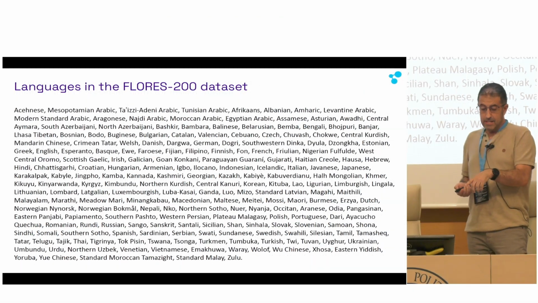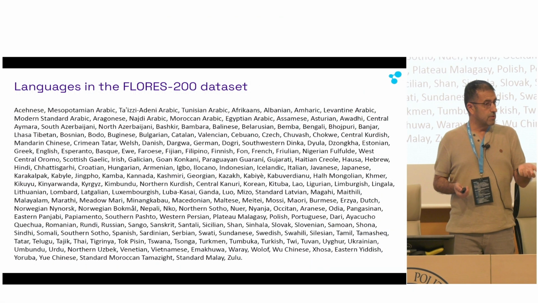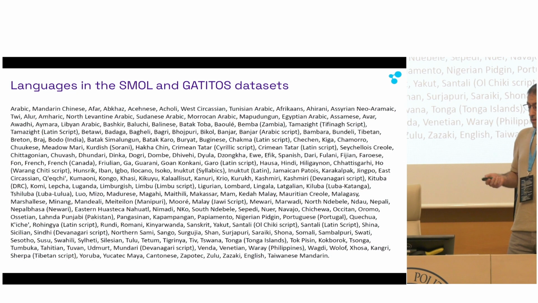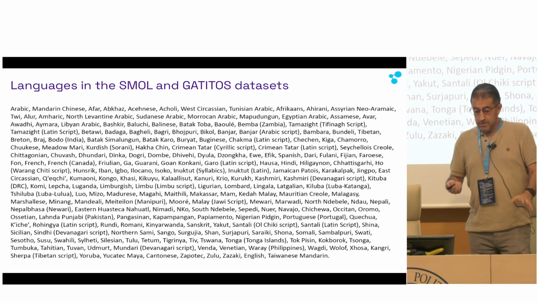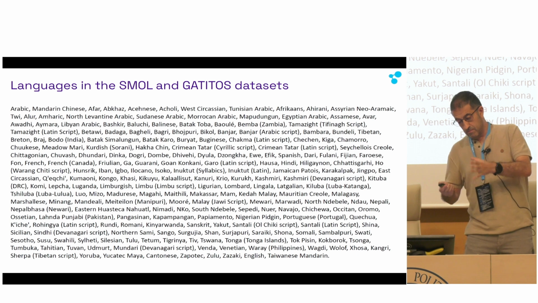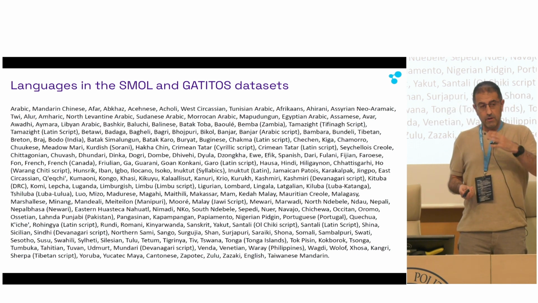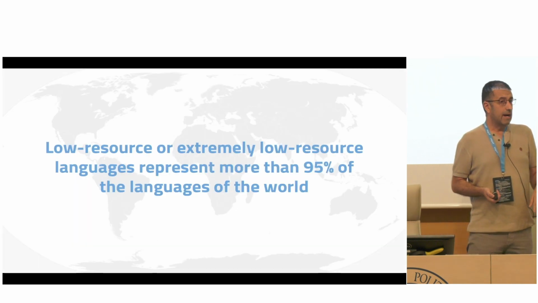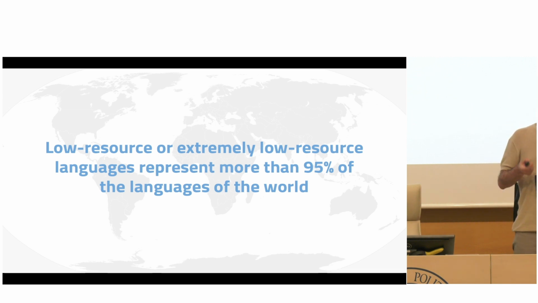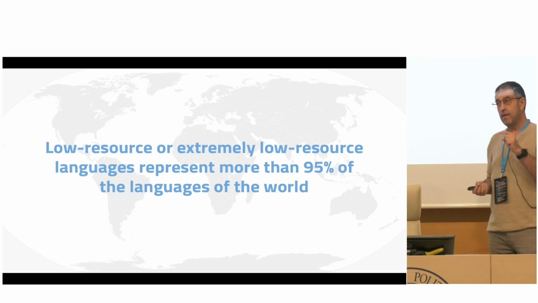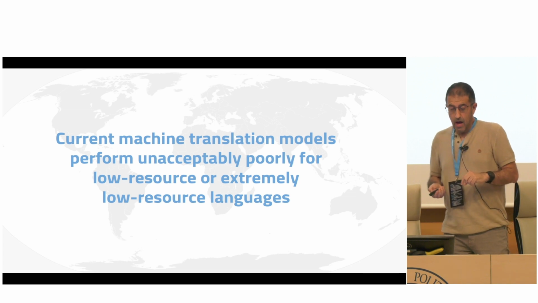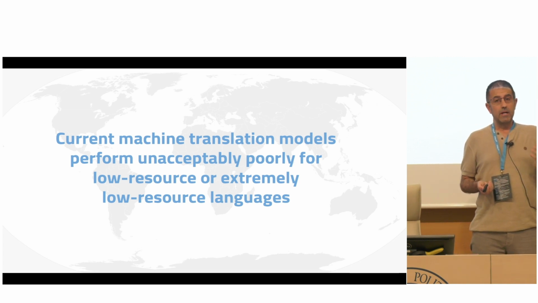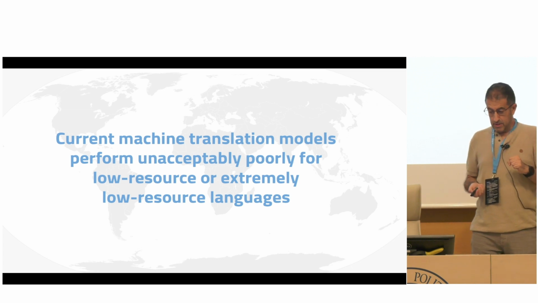This is the list of languages in Flores 200, which is a data set used for machine translation evaluation. And these are the languages included in the Smol and Gatitos data set by Google, which is also something similar. So these languages are privileged, obviously at different levels, because you may find some resources for them. But remember that there are thousands of languages which are not so privileged. We call them low resource or even extremely low resource languages, and they represent more than 95% of the languages of the world. And the truth is that current machine translation models perform very badly with all these languages.